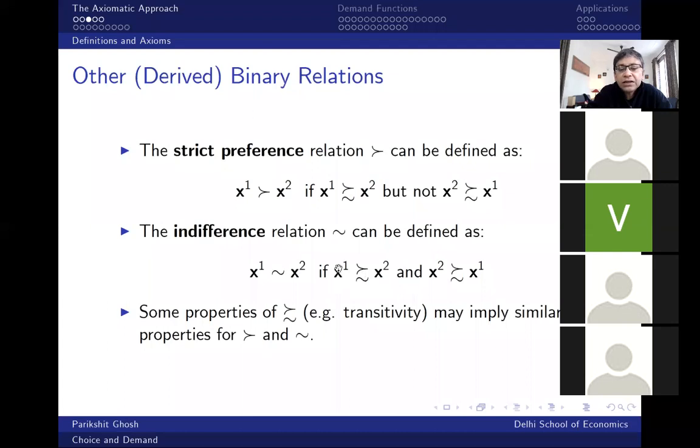For example, one of our axioms is going to be that the weak preference ordering is transitive. And that property, it turns out, given these definitions, carries over to strict preference also, and indifference also, and even some combinations of strict preference and indifference. Okay, but for now, focus is on weak preference ordering.